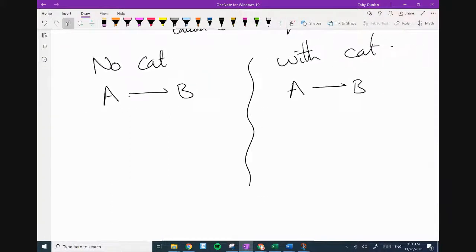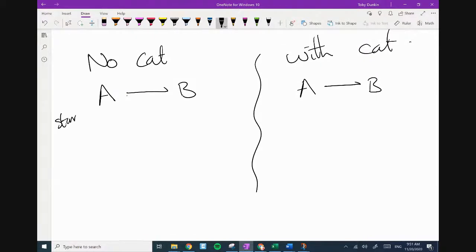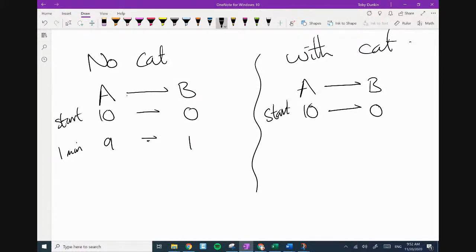Right, so at the start of the reaction, I'm going to add 10 A's and I have 0 B's. I hit go, and the reaction starts. We start with 10 A's and 0 B's, same numbers. Here's what happens. At 1 minute into the reaction, I get to 9 A's. The reaction slows down and the backward reaction starts, and I've now got 1 B.